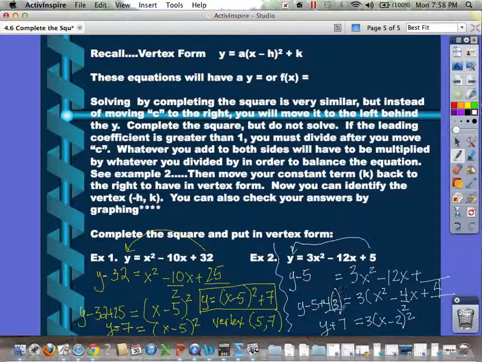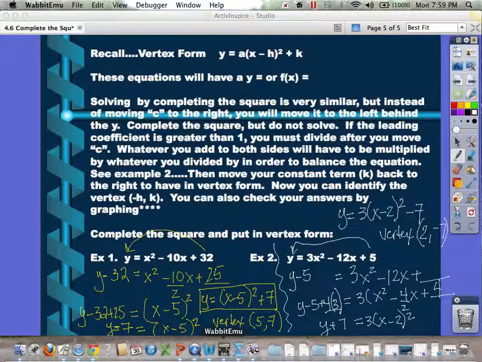And then to finish it, you move the 7 back over to the other side. So I'm going to write it up here. This should be y is equal to 3 times x minus 2 squared and then a minus 7. So that makes my vertex the opposite of this, which is 2, negative 7. Now, again, you want to check these with your calculator just to make sure you've done it right.